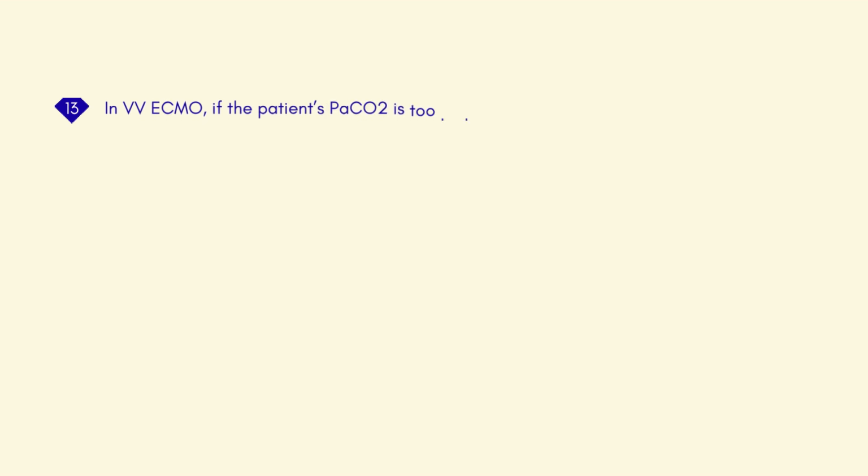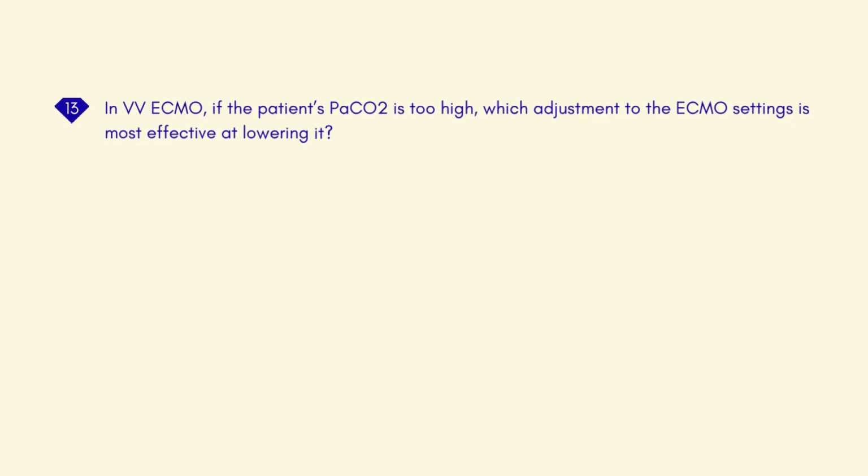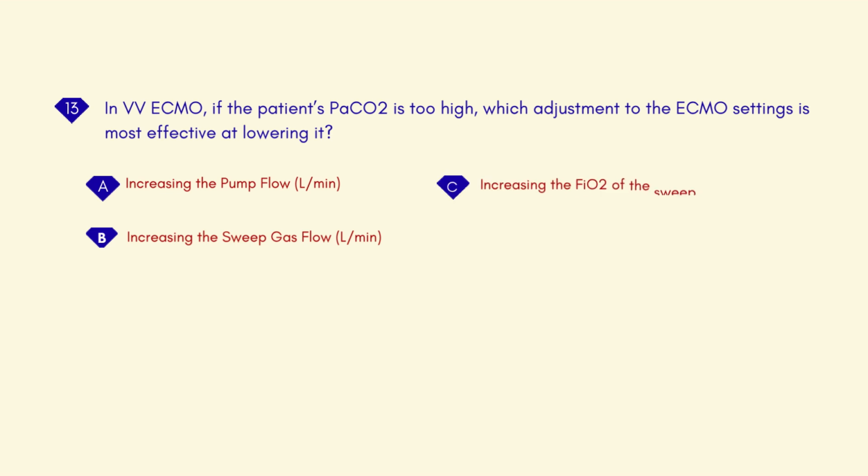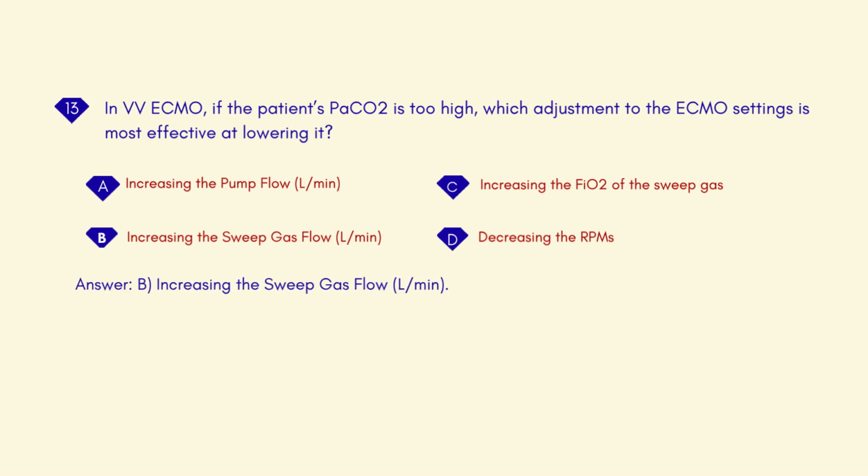Oxygenation and gas exchange. In VV-ECMO, if the patient's PaCO2 is too high, which adjustment to the ECMO settings is most effective at lowering it? A. Increasing the pump flow, L/min. B. Increasing the sweep gas flow, L/min. C. Increasing the FiO2 of the sweep gas. D. Decreasing the RPMs. Answer: B. Increasing the sweep gas flow, L/min.